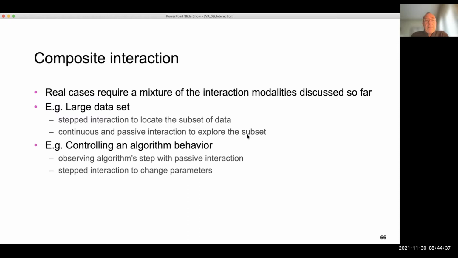Once you got the subset, you can stop and just look at what you have on your screen, or you can have some filtering action to continue to see the details, the data. Or when you are controlling an algorithm behavior, you can observe the steps in a passive way, but you can step in with your interaction to change the parameters.